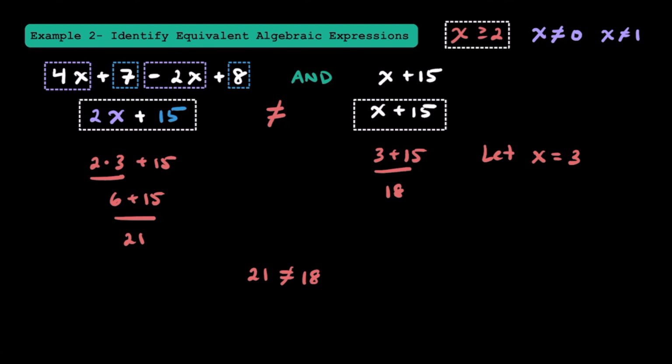It's good we didn't hypothetically let x equal 0, because if we did that, we would have said that the left side equals 15 and the right side equals 15 if we plugged in 0 for x. It's important to know that just because something works one time doesn't mean it works every time.